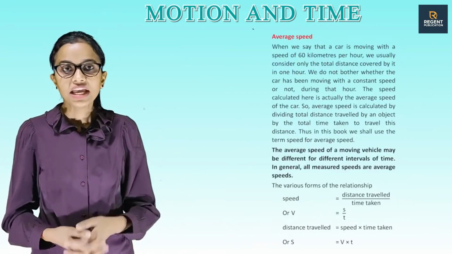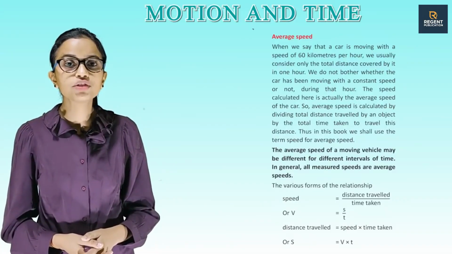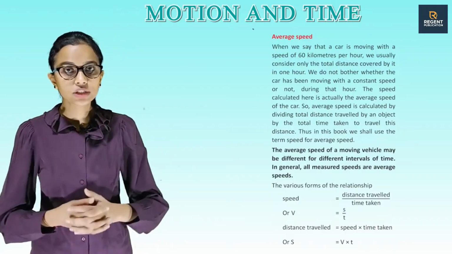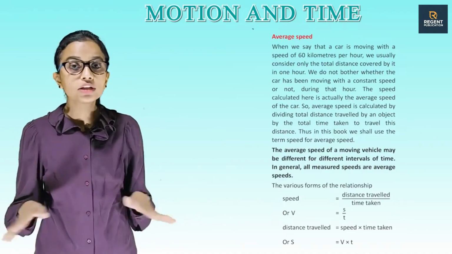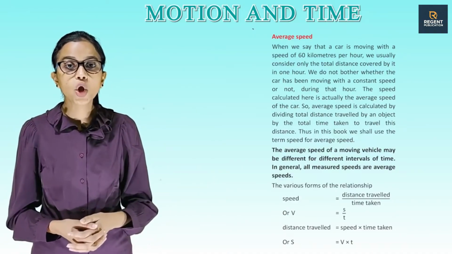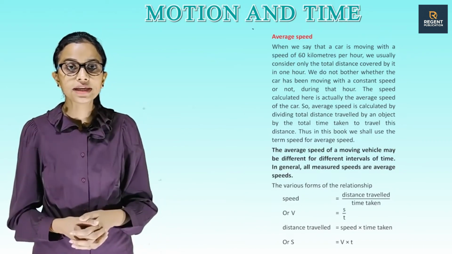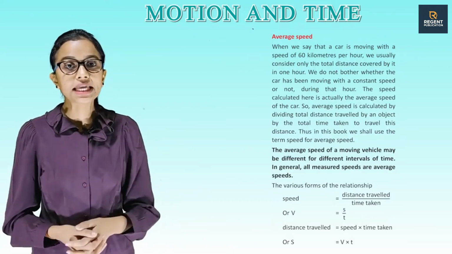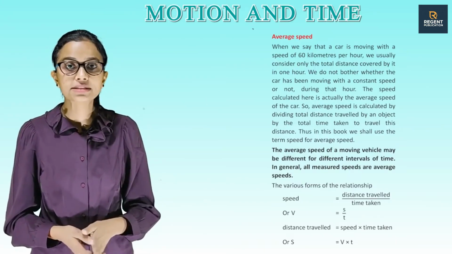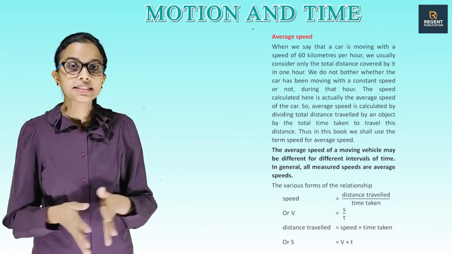Average speed. When we say that a car is moving with a speed of 60 km per hour, we usually consider only the total distance covered by it in 1 hour. We do not bother whether the car has been moving with a constant speed or not during that hour. The speed calculated here is actually the average speed of the car. So, average speed is calculated by dividing the total distance traveled by an object by the total time taken to travel this distance.